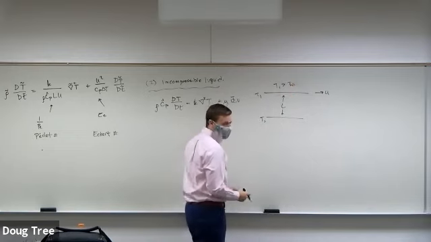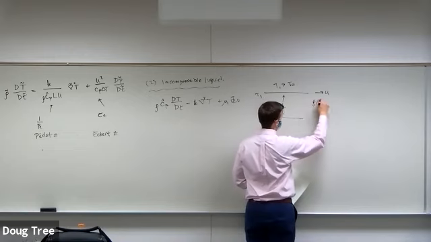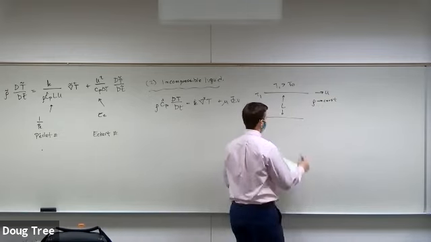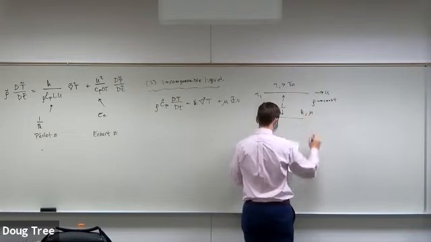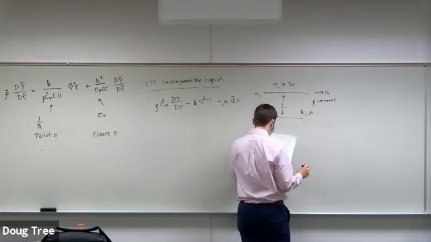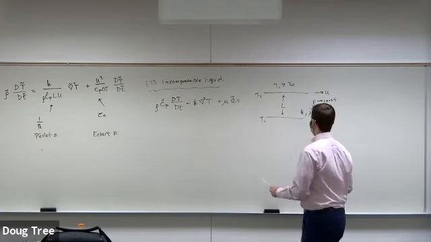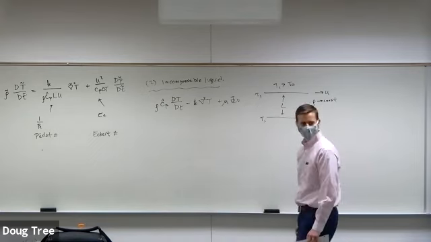Okay, now rho is a constant, right? Because it's incompressible. We also have k and mu, and I'm trying to think if there's anything else I missed. I think that's all the things we need, okay?